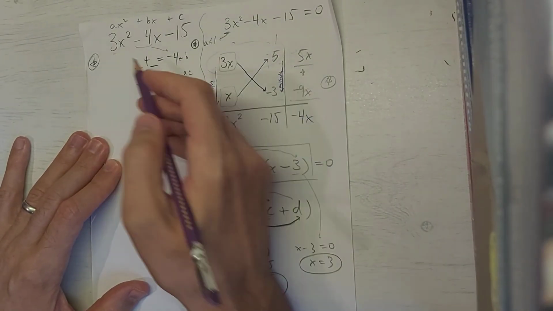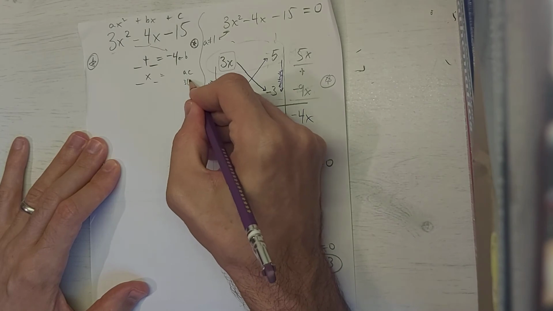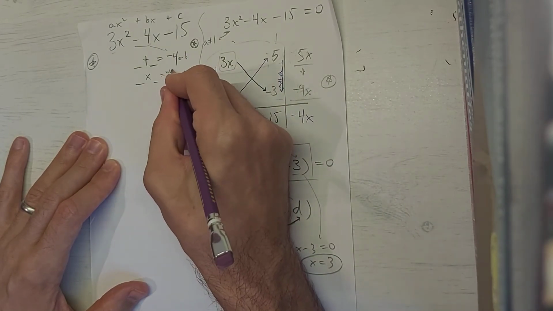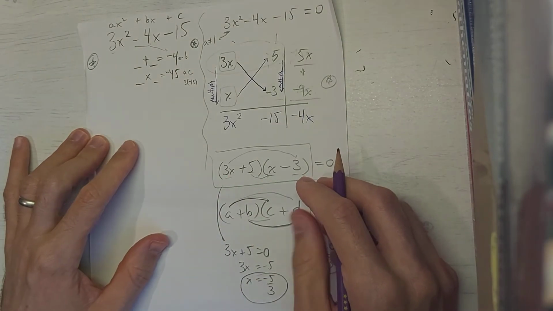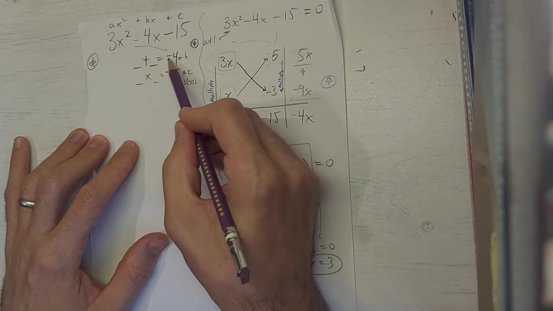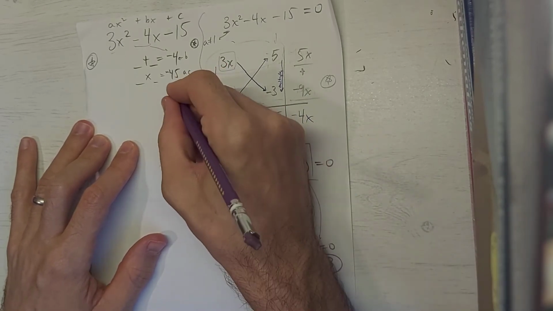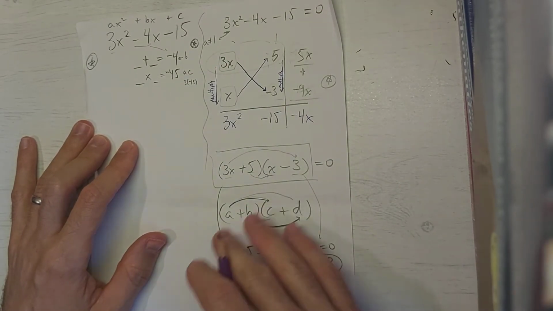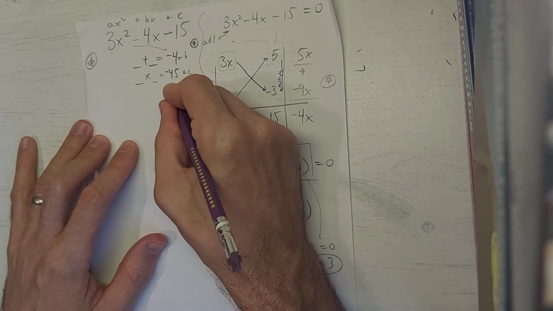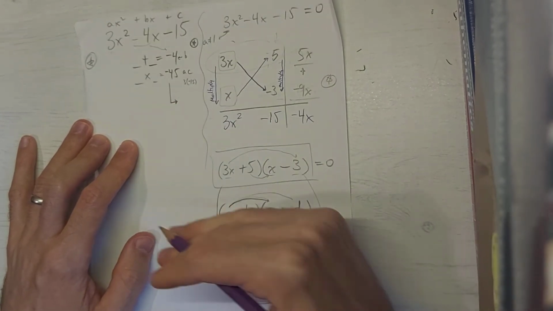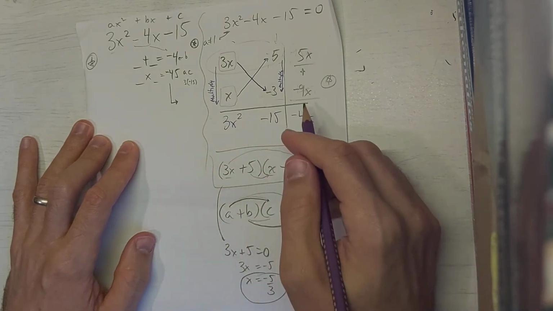Right, so a times c basically in this case means 3 times negative 15. This number times this number gives me the target number that I'm looking for. And I'm looking for two numbers that are going to add to get negative 4 and multiply to get negative 45. So again, this isn't necessarily trial and error so much as it's just using math to make your way to a solution.